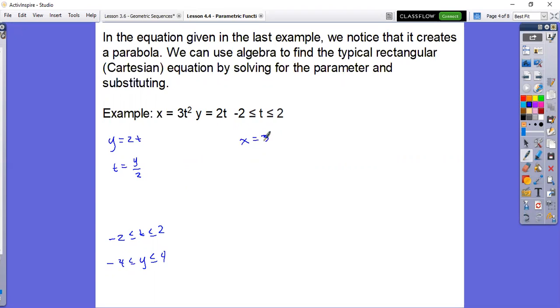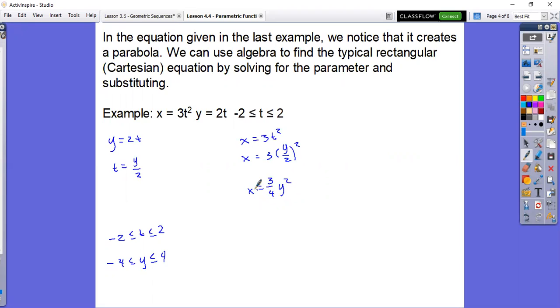So x equals 3t squared. If t is equal to y over 2, then x is equal to 3 times y over 2 squared. So then x will be equal to 3/4 y squared. And if you notice, this is now that equation of the parabola that we had. This is y squared, so it's going to open to the right.